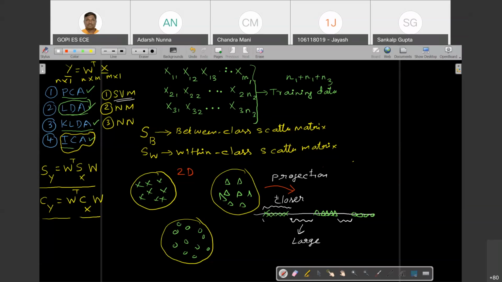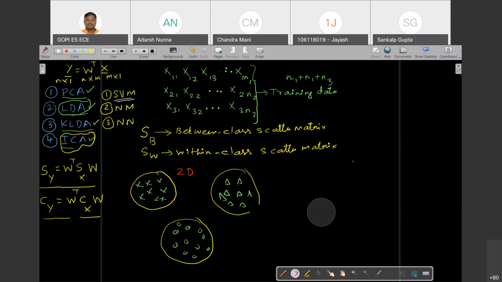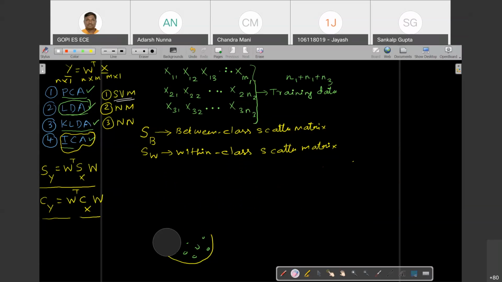So this actually favors the classification rate, right? The detection rate. So that is the goal, right? To do that, what we do is, we have two scatter matrices. One is SB, the between class scatter matrix, and the other is the within class scatter matrix. The between class scatter matrix measures how far apart the centroids of the various classes are, so that they are going to be well separated, right?